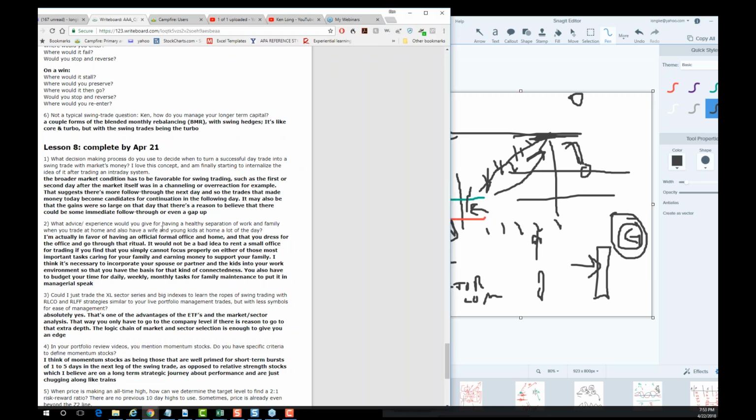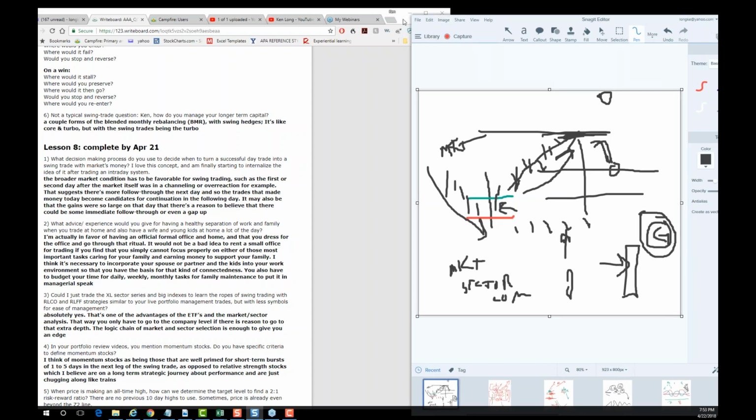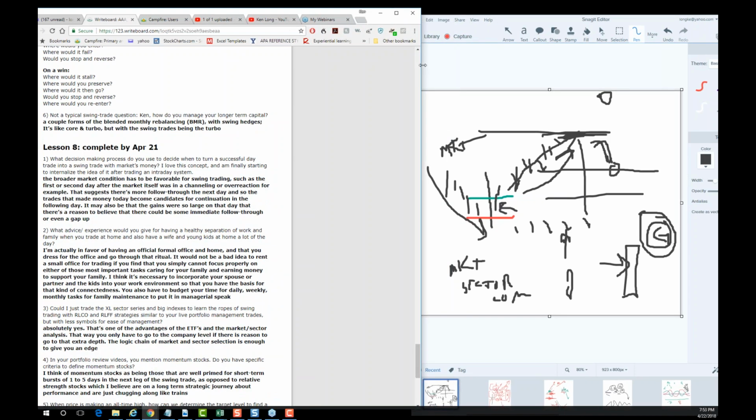Question 2: what advice or experience would I give for having a healthy separation of work and family when I trade at home, and also have a wife and young kids at home a lot of the day? Whatever you're doing, do it well. Trading is already hard. And you're making trades. Don't trade off between the family and your work.